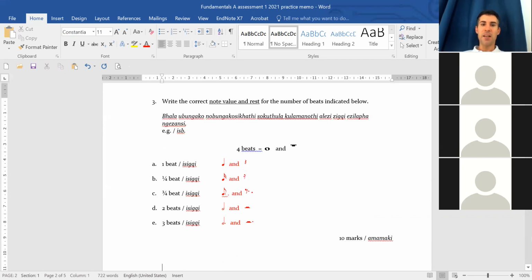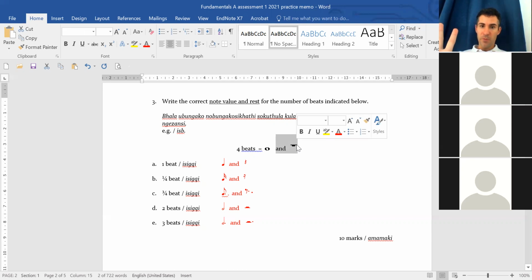All right, then it says here, and this is again another question where there are two parts. So you have to answer both to get all of the marks. It says write the correct note value and rest for the number of beats indicated below. So where it says here 4 beats, we must write a note that is worth 4 beats and a rest that is worth 4 beats. So 2 answers for each one.